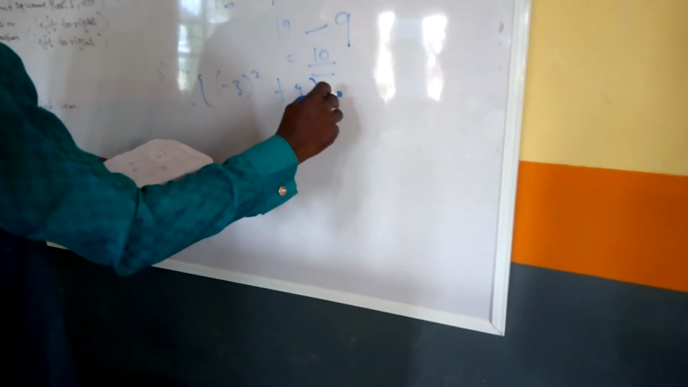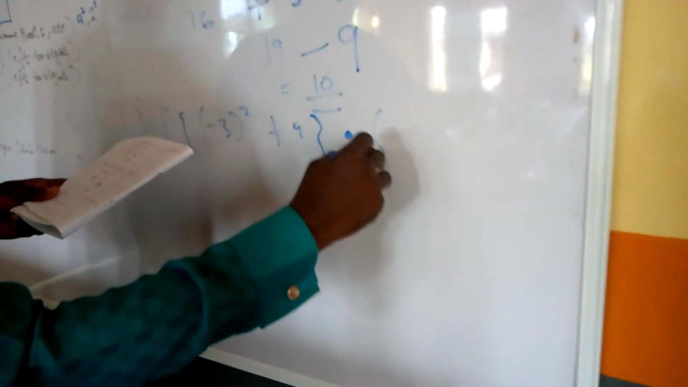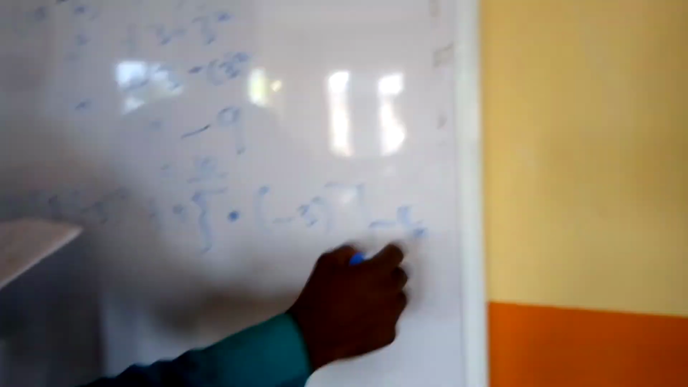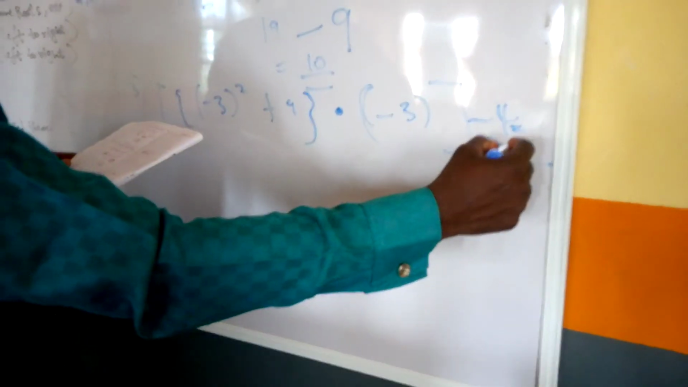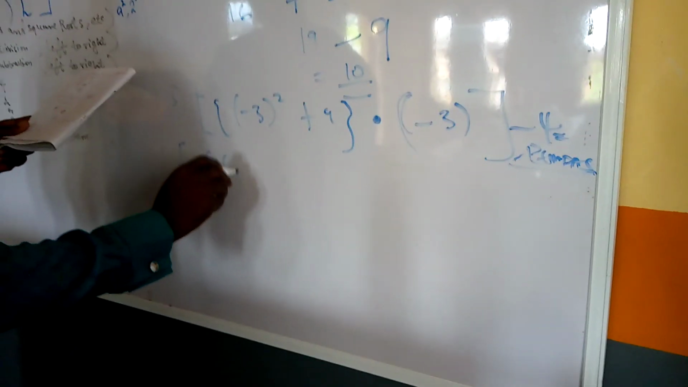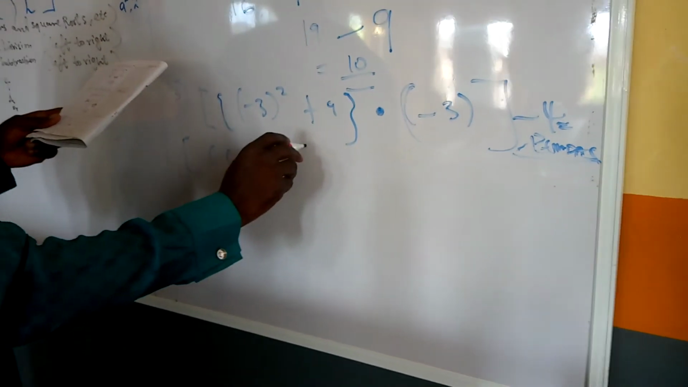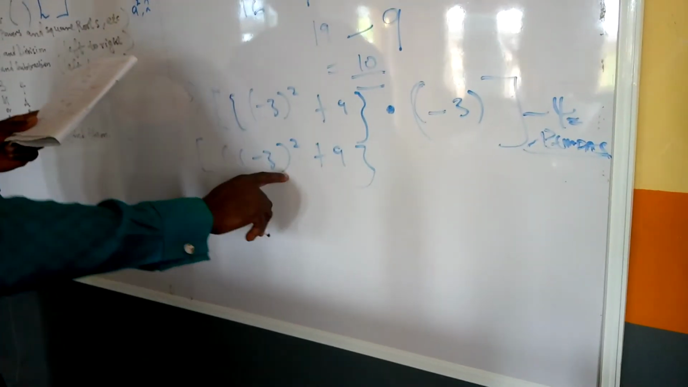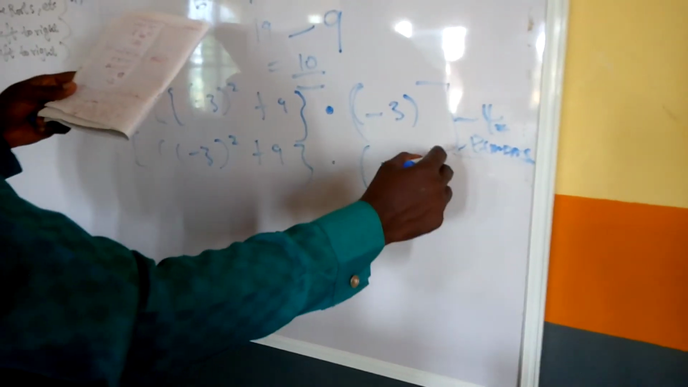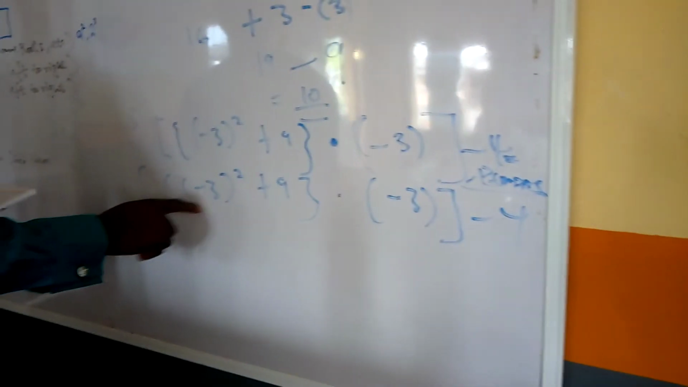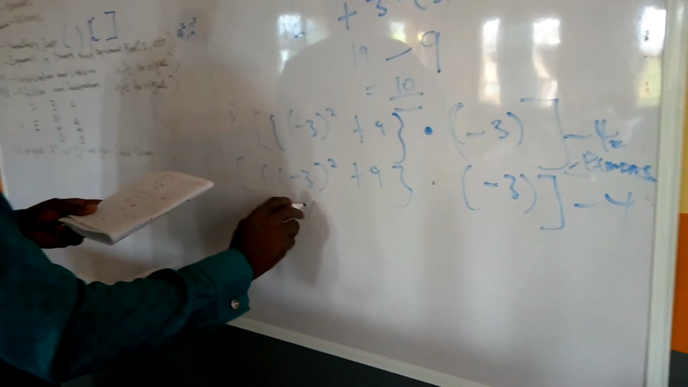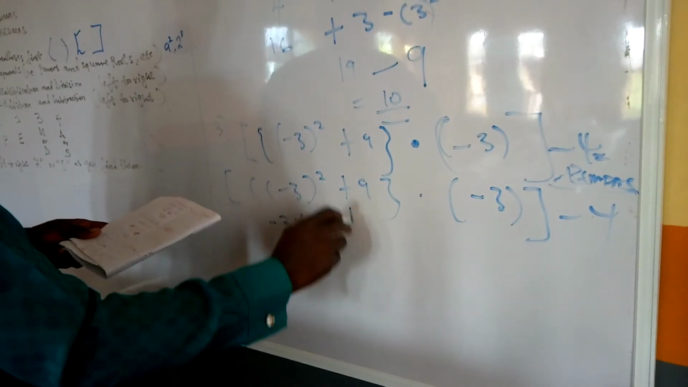Whenever we see this in algebra, it means multiplication, dot. So we don't forget our PEMDAS. We write our PEMDAS on this part. Then we solve for what we have in the parentheses. Do you understand? Here we have minus 3 squared. What we have to do is we split it out. We say minus 3 times minus 3. Then plus 9.